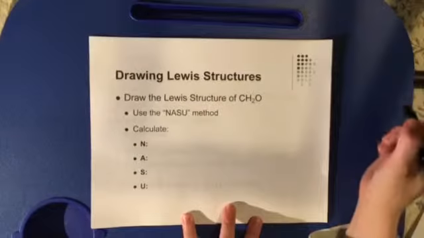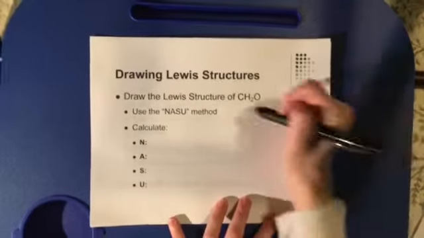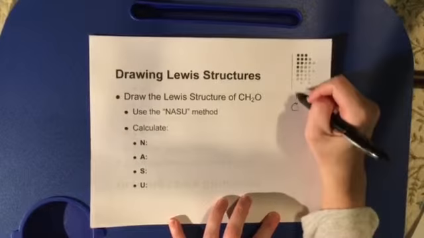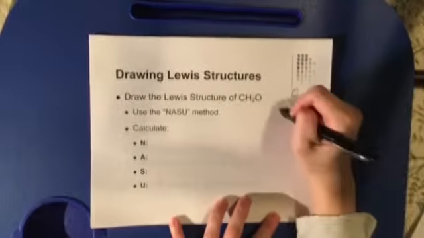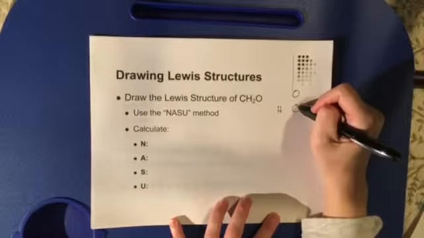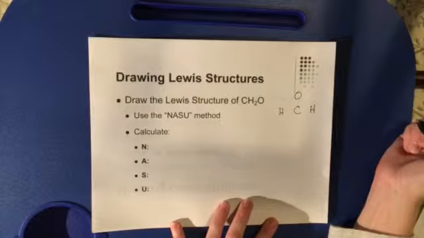So in this example, we've got CH2O. Let's put carbon in the center. Then let's put our oxygen here. We can put our hydrogen here and our hydrogen here. Doesn't really matter as long as you put carbon in the center.